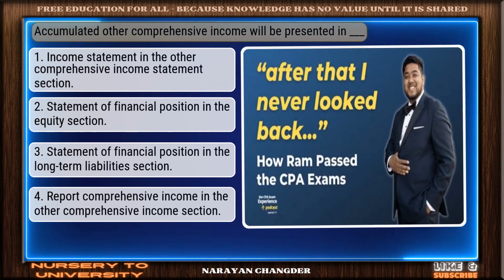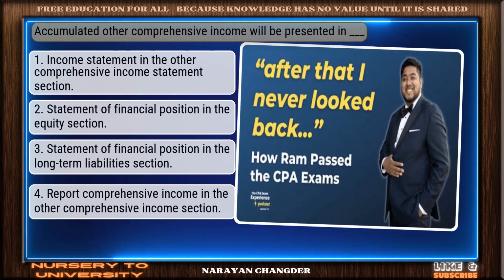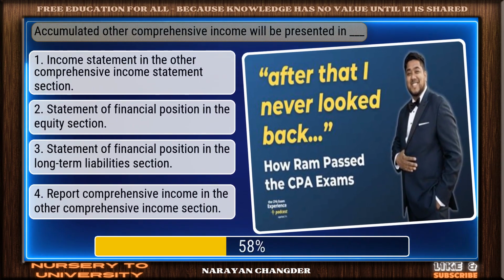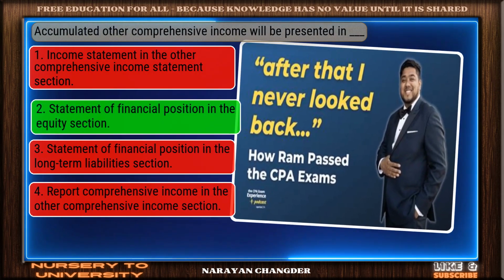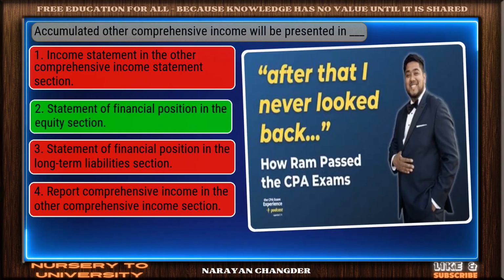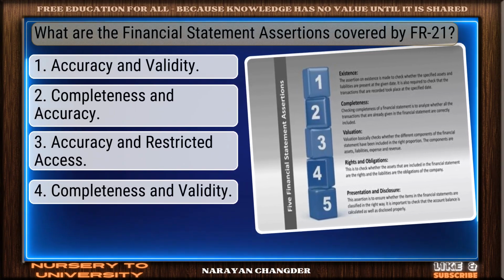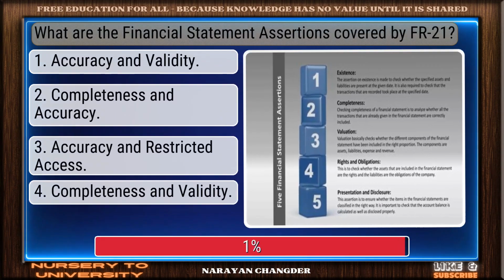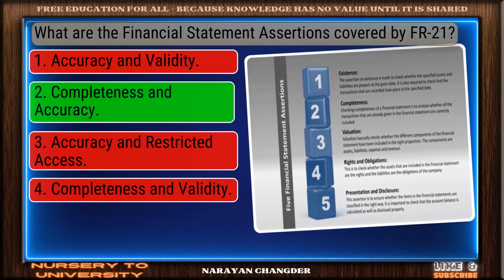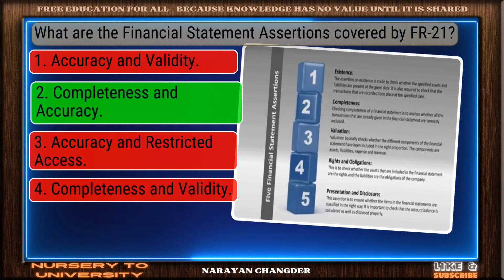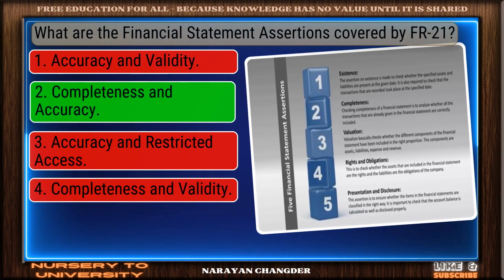Accumulated other comprehensive income will be presented in dash. On track. Statement of financial position in the equity section is the correct answer. What are the financial statement assertions covered by FRO 21? Excellent. Completeness and accuracy is a brilliant choice.